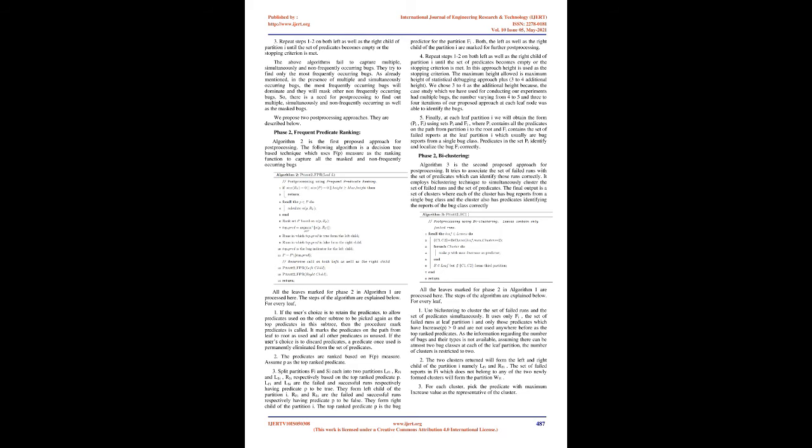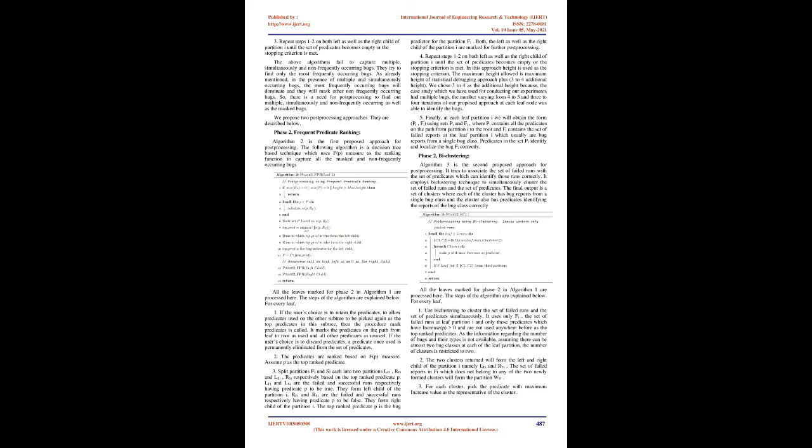Phase 1, Decision Tree. It uses information gain measure to rank the predicates. The goal of the decision tree is to get the maximum utility. In our case, the utility is to get as many pure bug partitions as possible. The steps of the algorithm are explained below.